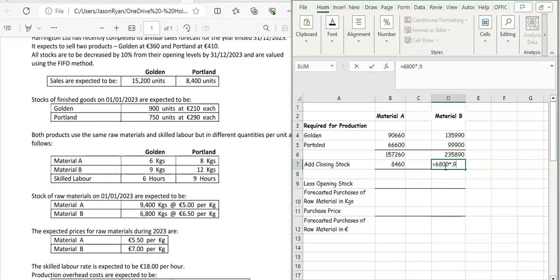Multiply that by 90% because it's 10% less. That's going to give me 6,112. So I'm going to add that closing stock on to the amount of material that I need, because we have it at the end of the year in our stock rooms. And then I'm going to take away my opening stock. So my opening stock is 9,400. That opening stock is going to be used throughout the year, so we're going to get rid of it, taking it away because we've used our opening stock.